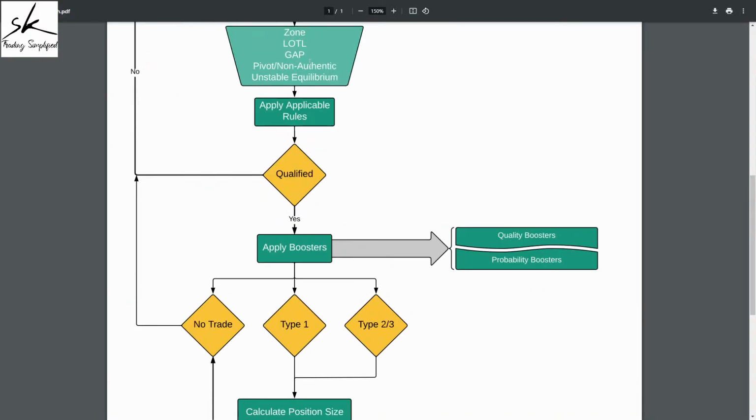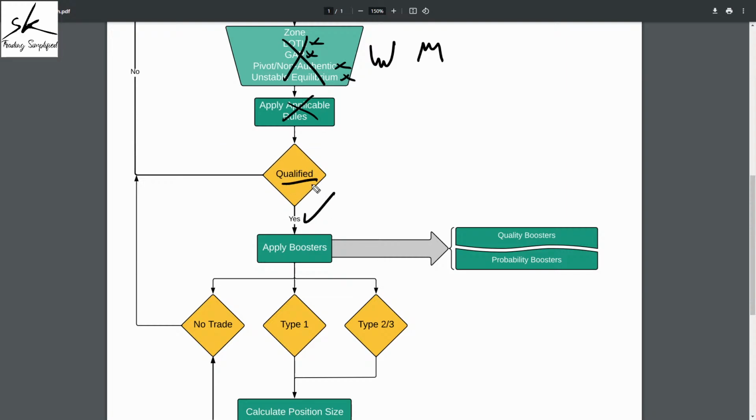This zone is not because of a gap, therefore gap rules will also not apply. It's not a structure of pivot nor non-authentic zone, because we only take drop-based rallies and rally-based drops as pivot and non-authentic zones, and we don't even have unstable equilibrium. So none of these conditions are applicable. Now, if these conditions are not getting applied, they cannot disqualify the zone, right? Only if they get applied, then you have two possibilities, either qualified or disqualified. But if it is not getting applied, it cannot disqualify the zone.